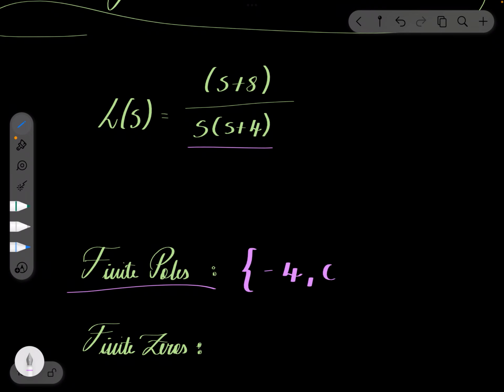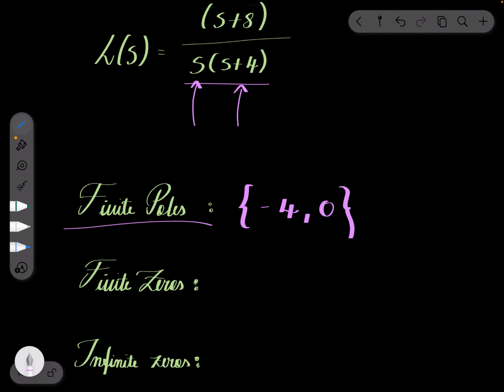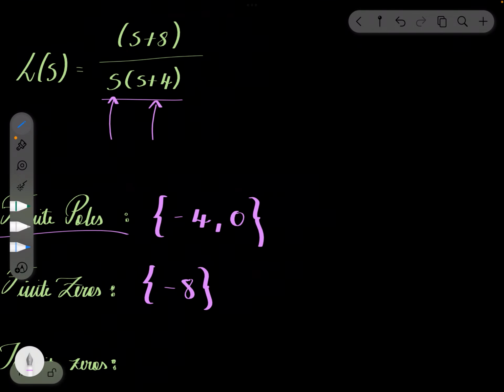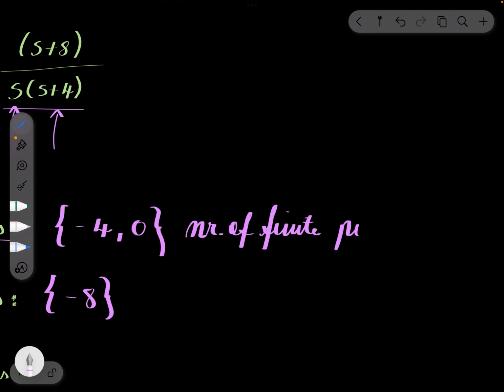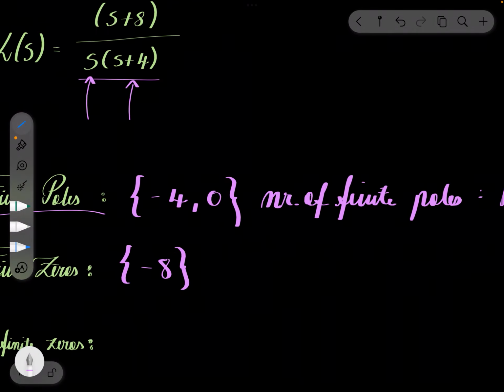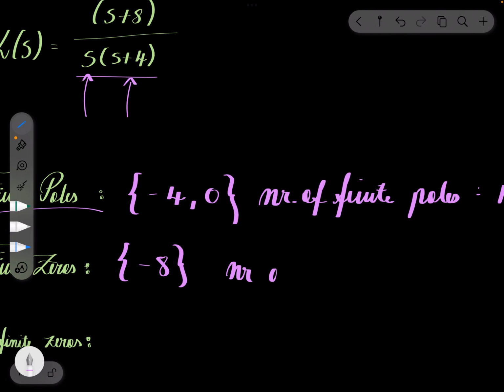This is going to be -4 and 0. -4 from this bracket and 0 from this s. And the value for the finite zeros, from the numerator, is just -8. Okay, the number of finite poles we write as the letter n, and in this case we have 2 of them.